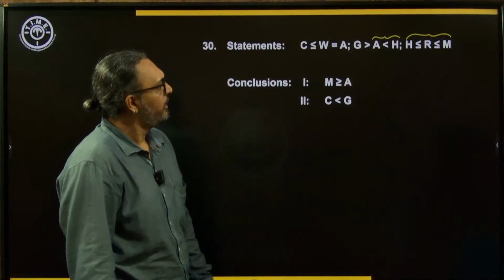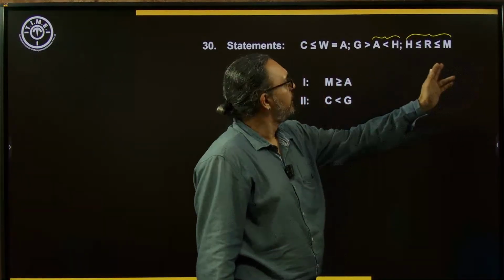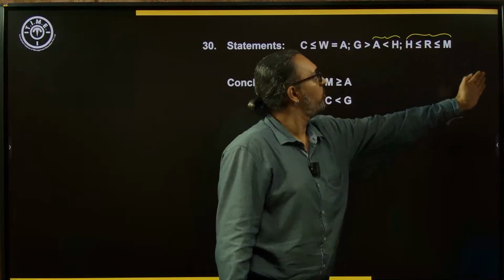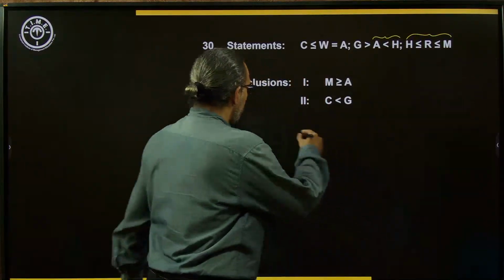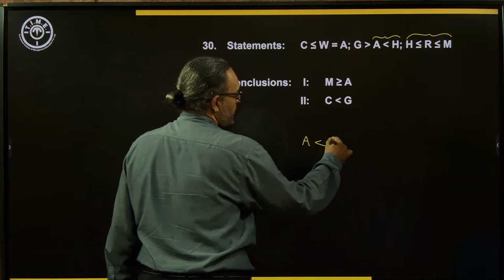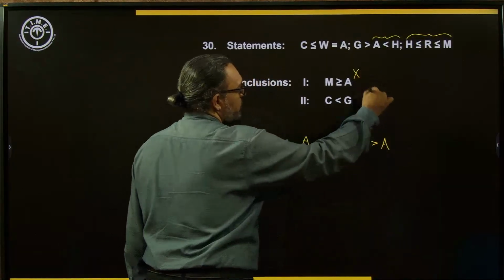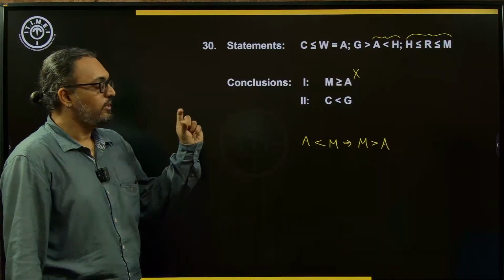Correct? So by looking at this, I can get a relation from A to M. So A to H, then H to R, R to M. So if I go directly like this, the common inequality you have is less than, correct? So I am going to get A less than M. So when I reverse this, I'll get M greater than A, which is not a match. So one does not follow.